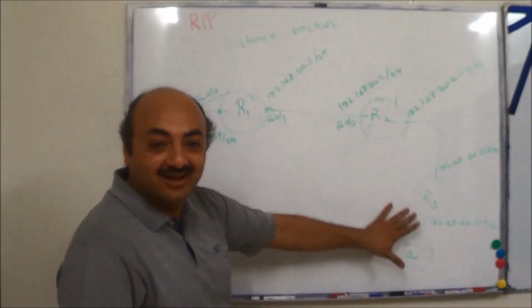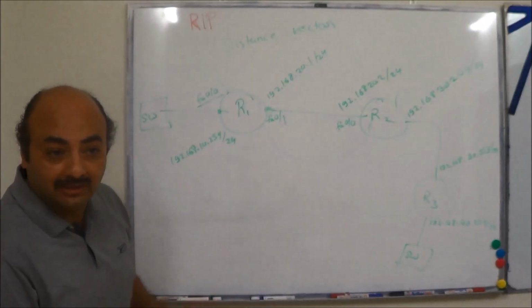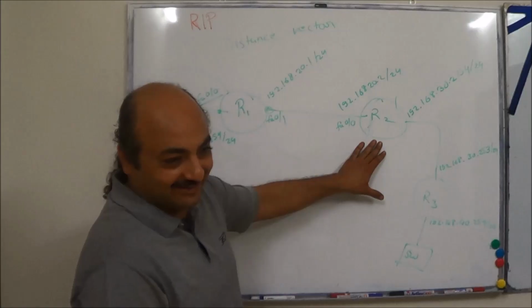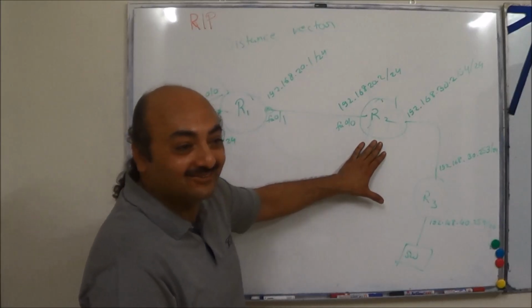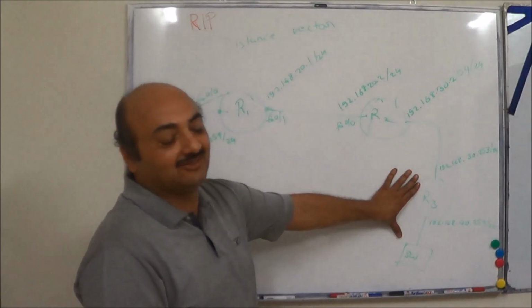So which ones will R1 advertise? 10 and 20. Which ones will R2 advertise? 20 and 30. Which ones will R3 advertise? 30 and 40.